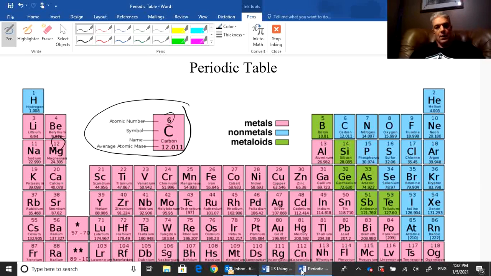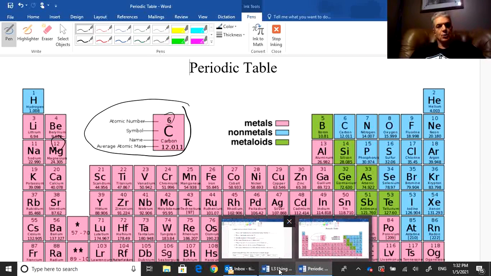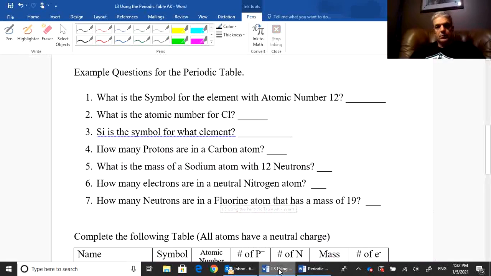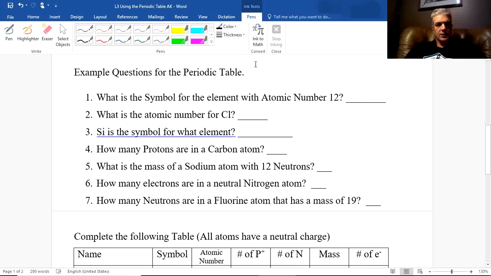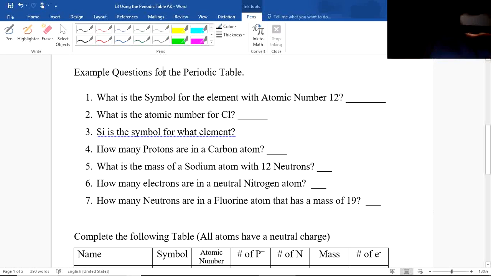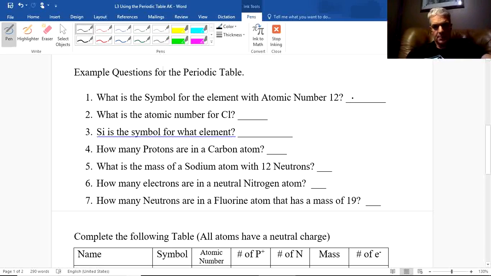So if I want to put that into my answer here, that symbol would be Mg right here. I'm going to just, because I know what's going to happen here, I'm going to get jumped around. M and G. And notice it's a capital M and a small g. That's standard. Okay. What is the atomic number for Cl?